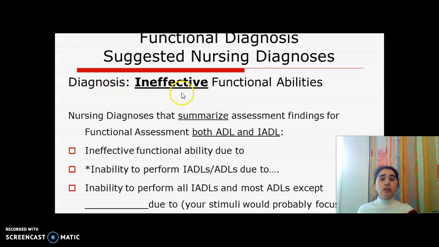You can use for diagnosis ineffective functional capabilities. I don't recommend you to write inability to perform IADLs and ADLs. Be more specific, describe one problem at a time from the IADL or ADL list. Because if you write IADLs, it's too broad, and your nursing interventions will be very confusing and too broad. So be more narrow, be more specific. It will be easier for you when you write the care plan.